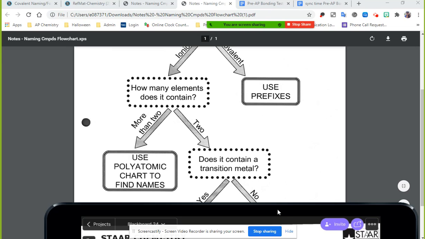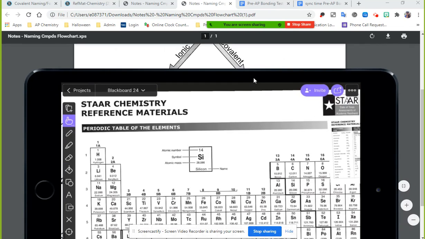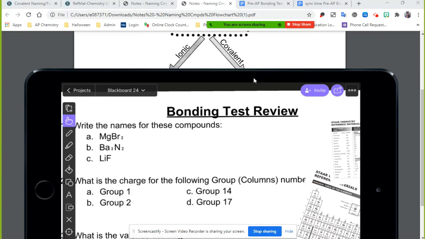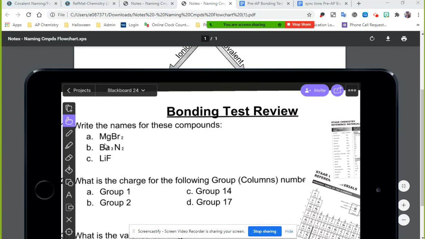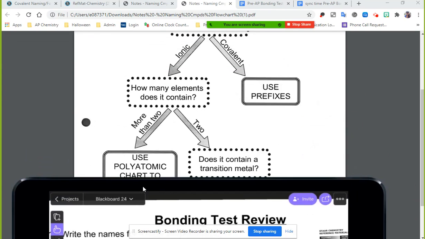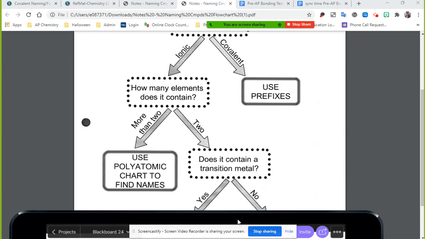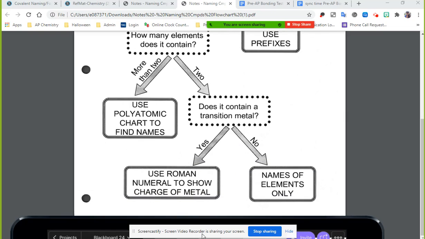For this first example on our review, we have something that only has 2 things, right? Magnesium and bromine. So it only has 2 things. Does it contain a transition metal? Where are the transition metals located? Do you remember?